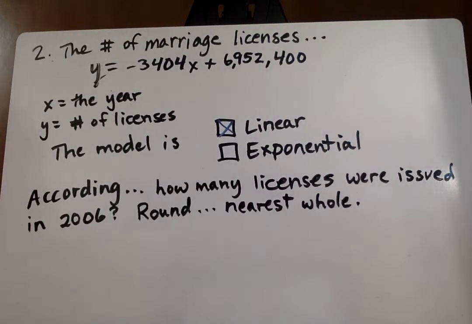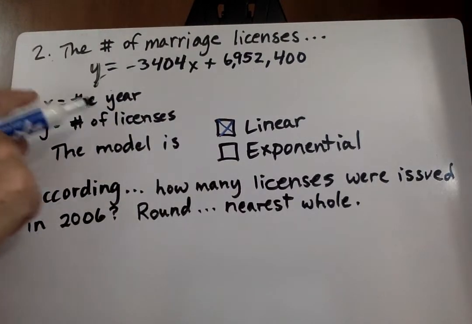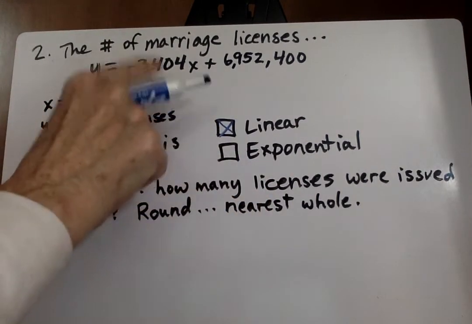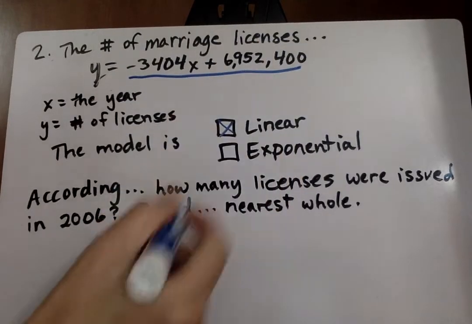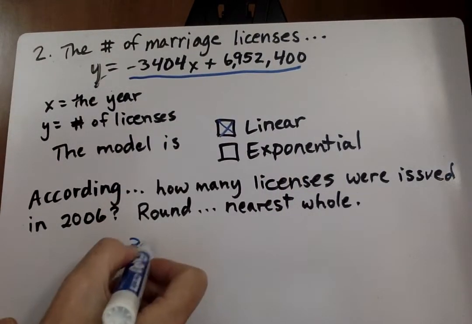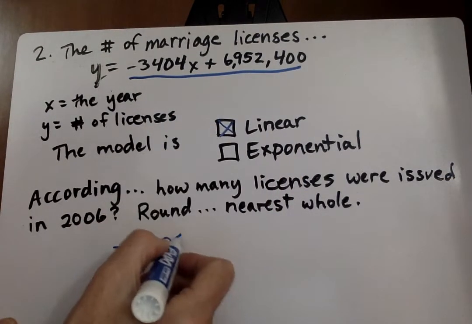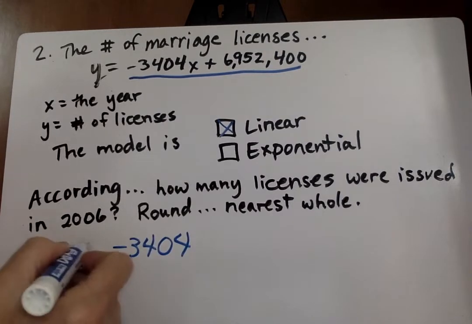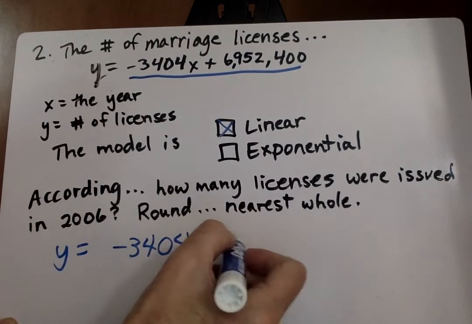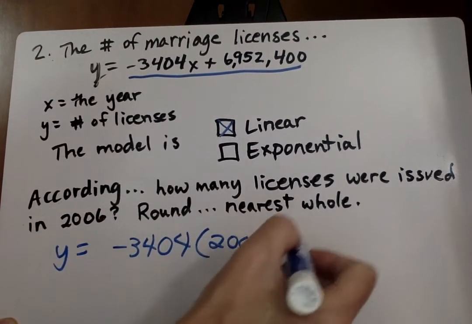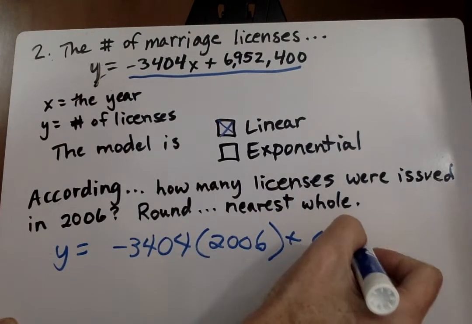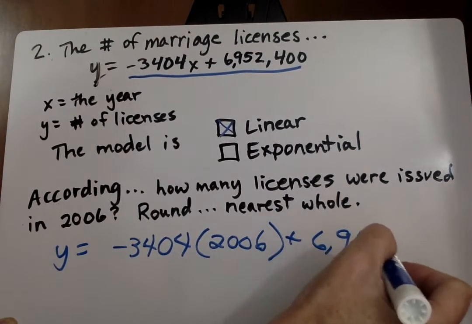According to the model, how many licenses were issued in 2006? Round to the nearest whole. X is the year, so we want to put in 2006 for X in our equation. So we have negative 3404 times 2006 plus 6,952,400.